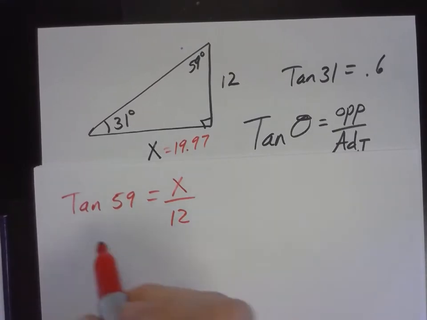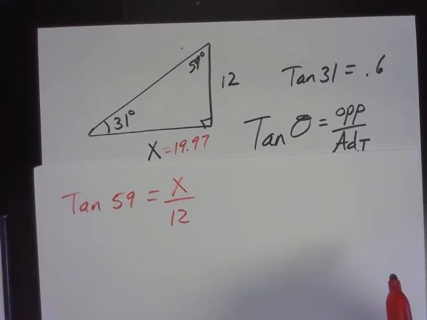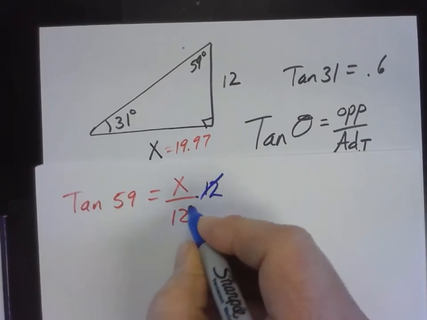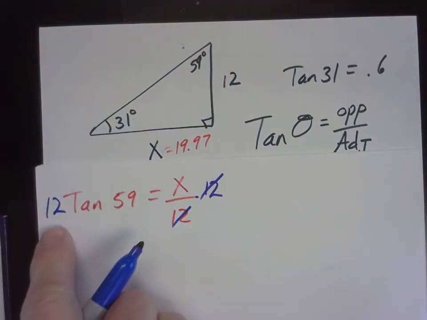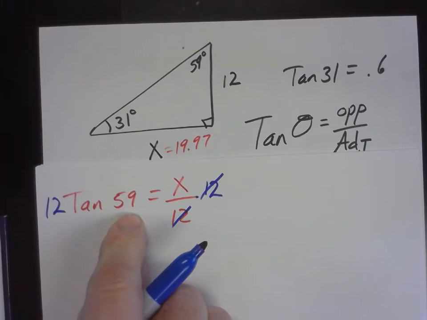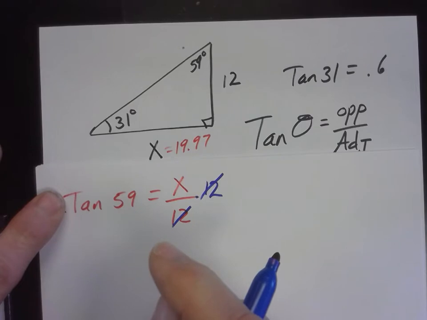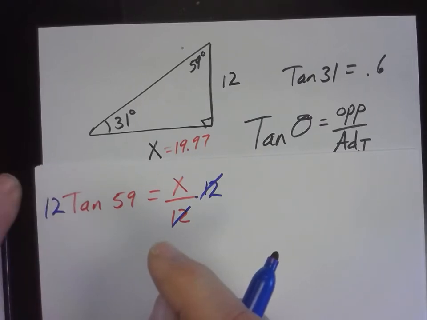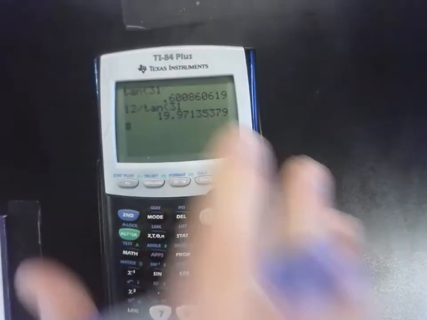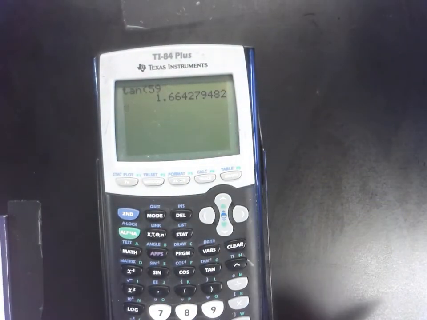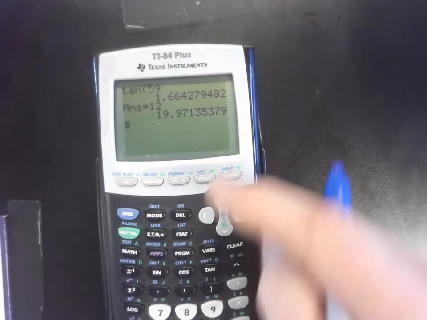So can I solve this for X? What do I have to do to both sides? Yeah, times by 12. Now I'm going to put 12 here. That's going to cancel. I'm going to put the 12 out front, and this reads 12 times the tangent of 59. And it actually means whatever the tangent of 59 degrees is, multiply that by 12. So your calculator here, the tangent of 59 degrees is that number, and we're going to multiply that by 12. Does that look familiar, by the way?